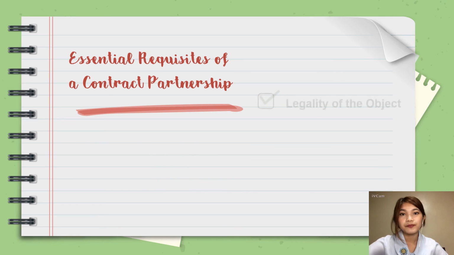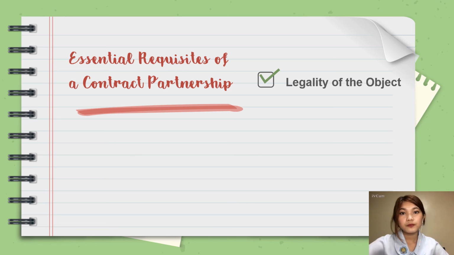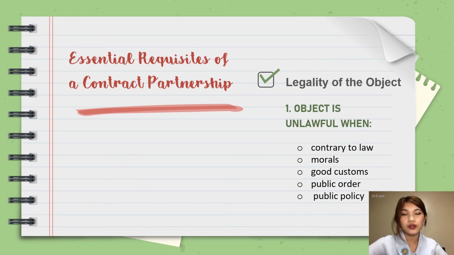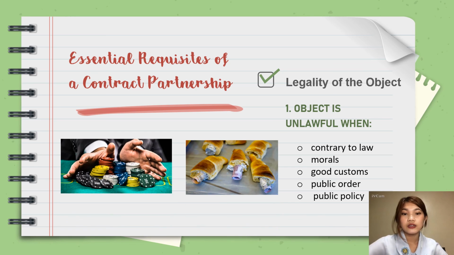The last requisite is the legality of the object. For the object to be recognized as an object of a partnership, it should be lawful. When can we say an object is unlawful? It is when it is contrary to the law, morals, good customs, public order, and public policy. An example of an unlawful act would be gambling or smuggling.